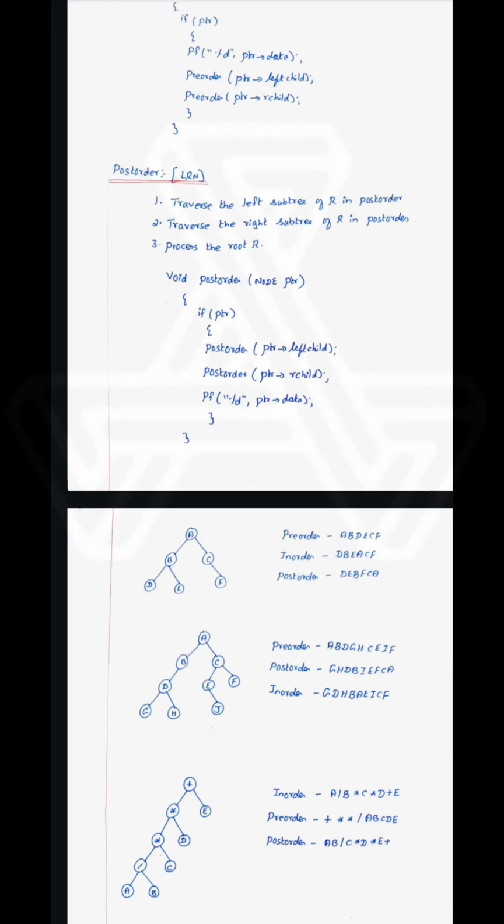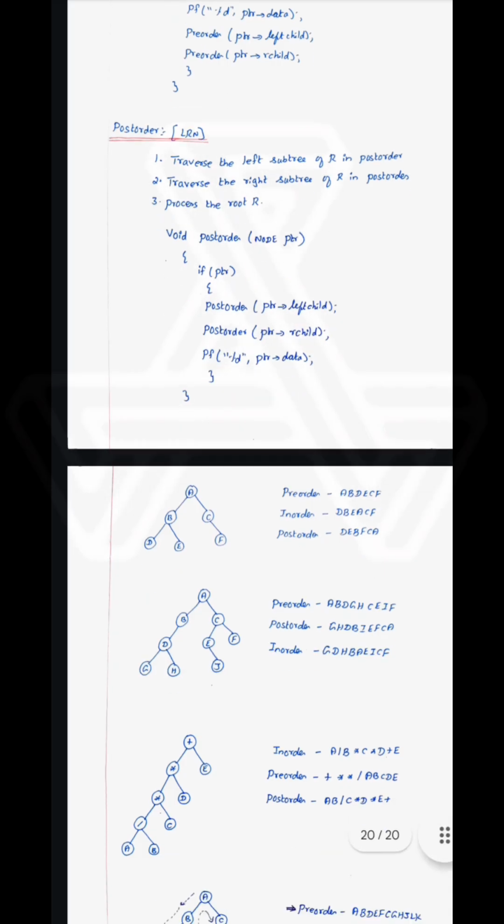Preorder will be A, B, D, E, C, F. Then Inorder traversal will be like D, B, E, A, C, F. Postorder traversal will be D, E, B, F, C, A.